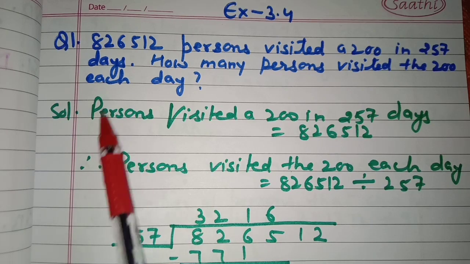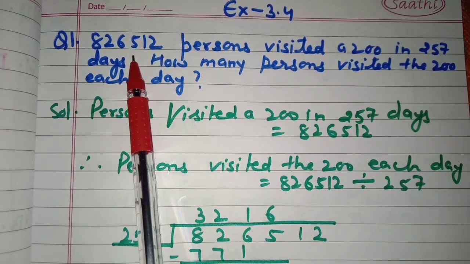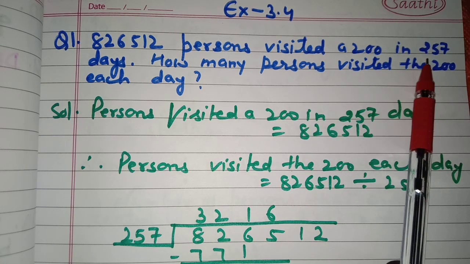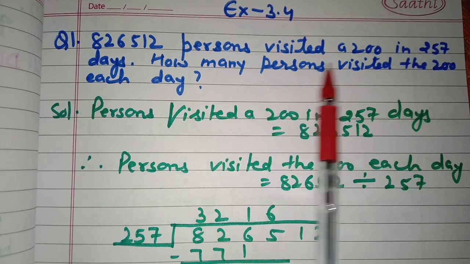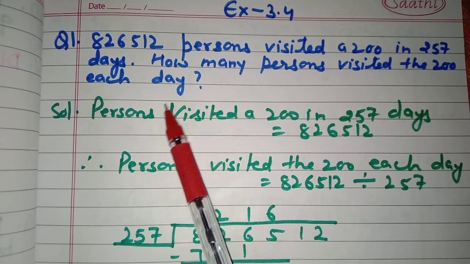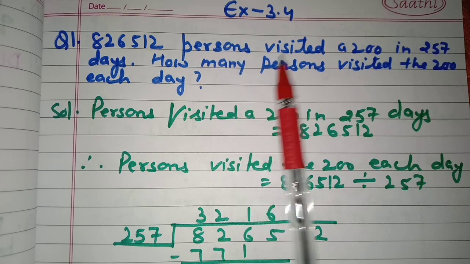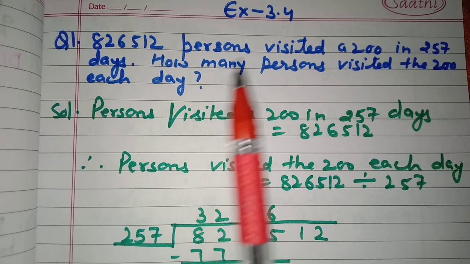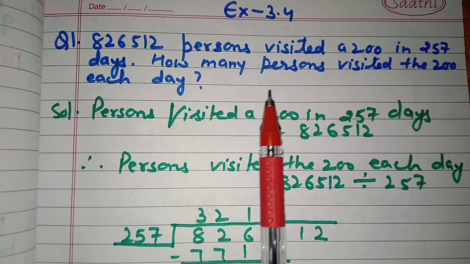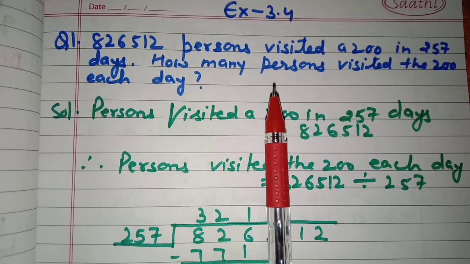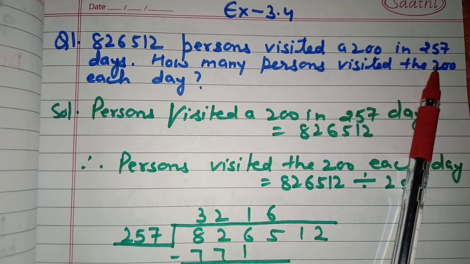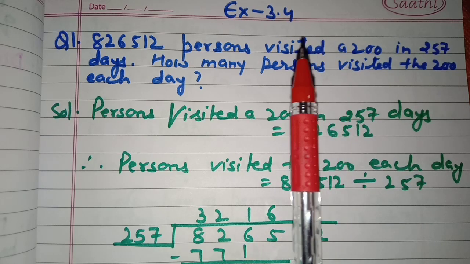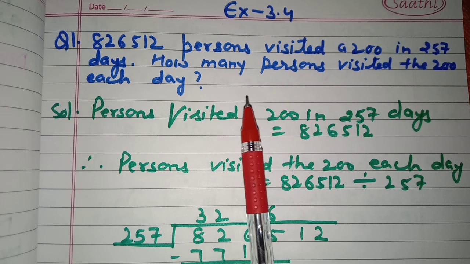So question number 1 here is: 8,26,512 persons visited a zoo in 257 days. How many persons visited the zoo each day? Now, when the information about more than one thing is given and we need to find the information of one such thing only, at that time we need to divide. So here the persons visited in 257 days is given and we need to find the persons visited the zoo each day, means one day, that we need to find. For that we need to divide.